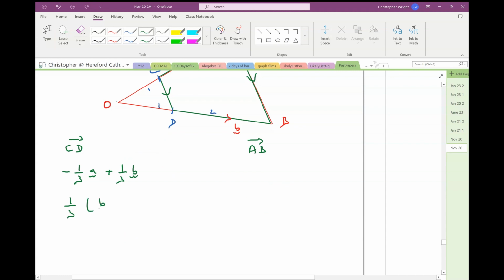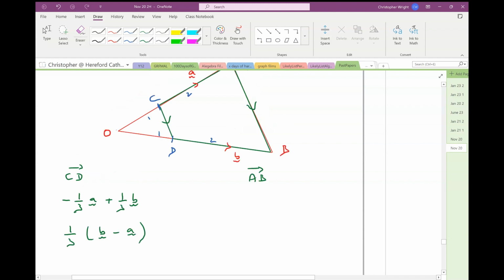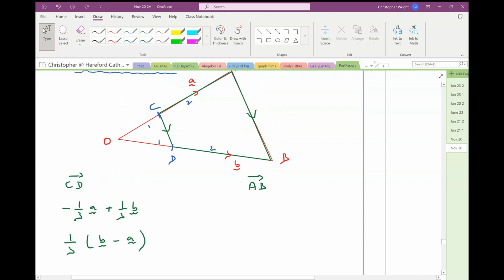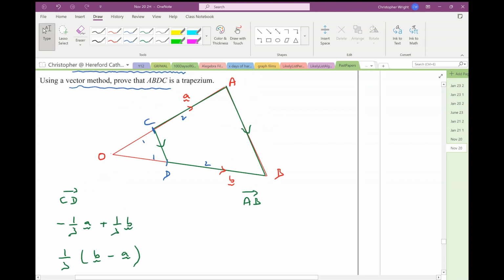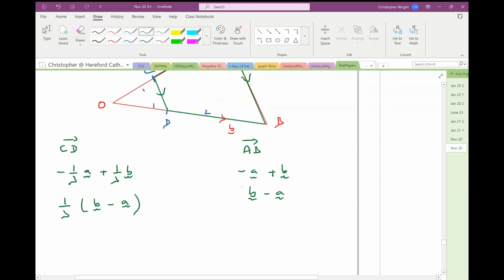Leaves me with B minus A, a third of B minus A. Right, if AB similarly is a multiple of B minus A, then we're on a winner. So to go from A to B, I would go minus the vector of A plus the vector of B. And that is just B minus A. That's 1, if you like. That's 1 lot of B minus A.